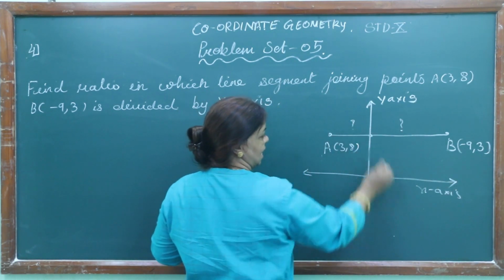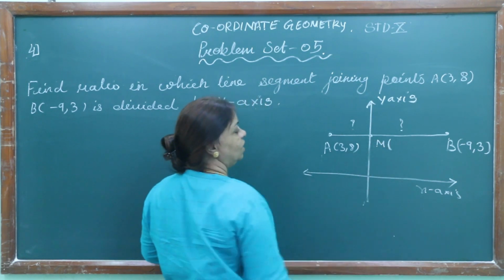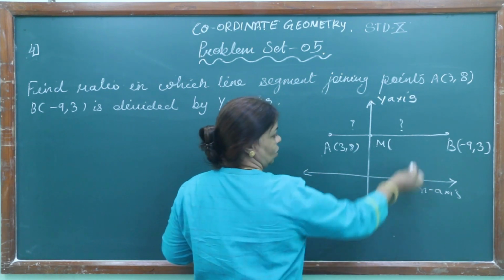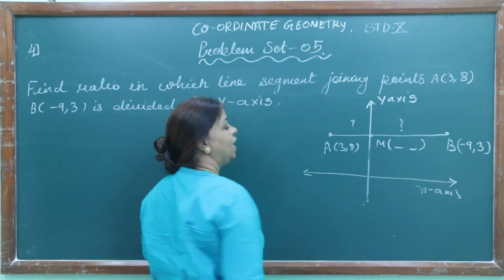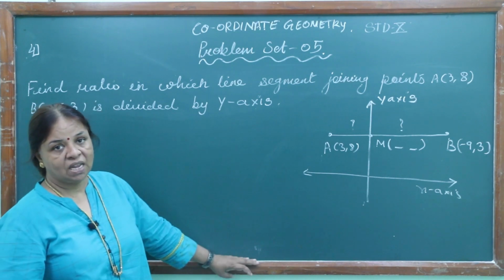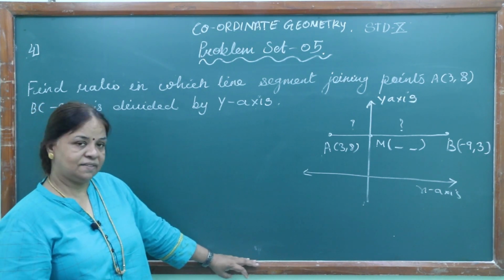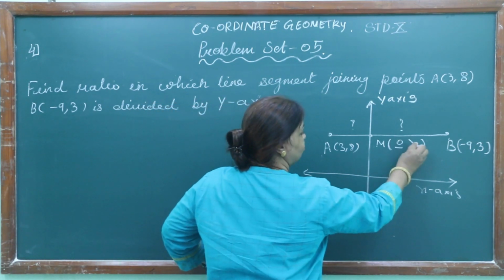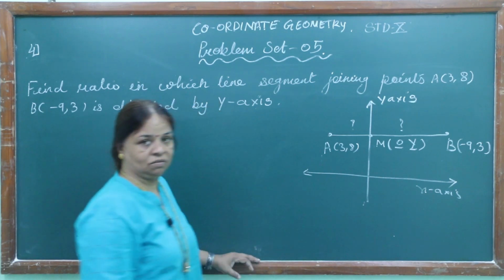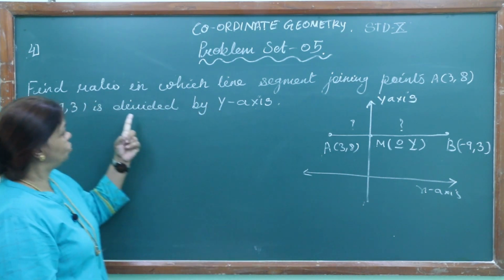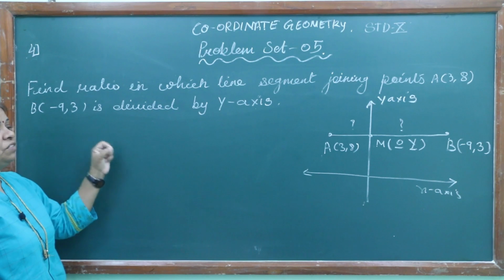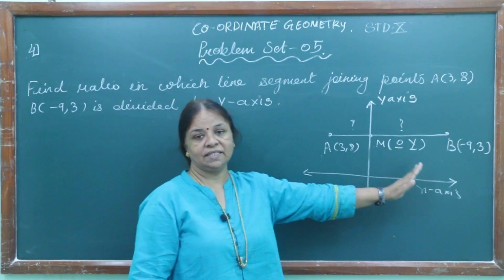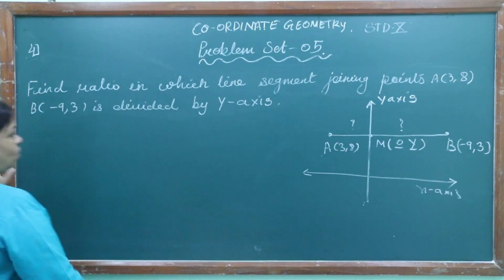So let us say that point M is the point where the y-axis divides the line AB. So what will be the x and y coordinate of point M? As the point M is on the y-axis, its x coordinate will be 0, children, and we need to find out the y coordinate. Fine. So here we are not supposed to find the y coordinate, only we are supposed to find out the ratio in which the y-axis divides the line segment AB. So we know the x coordinate.